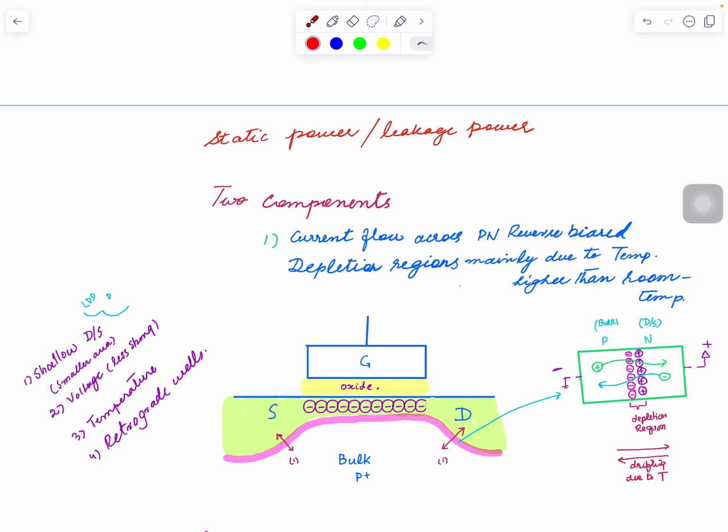So when we connect it, the P is grounded, and this drain is at higher voltage. This higher voltage starts pulling electrons from this side.